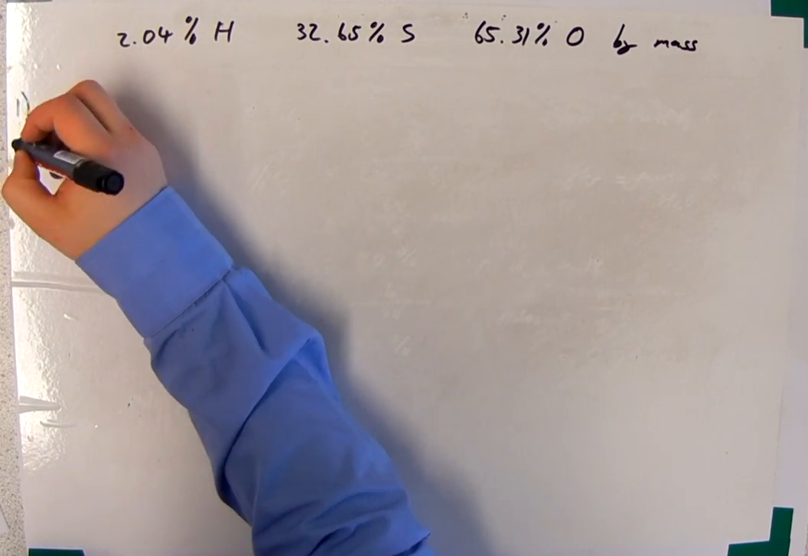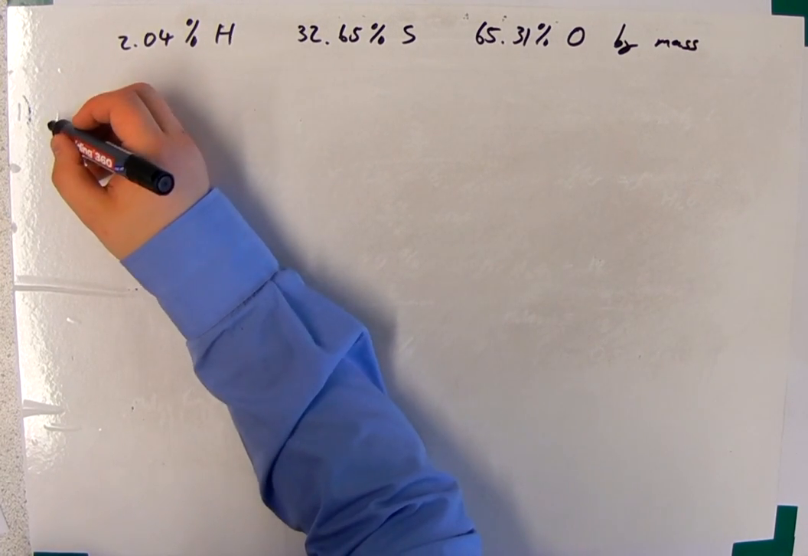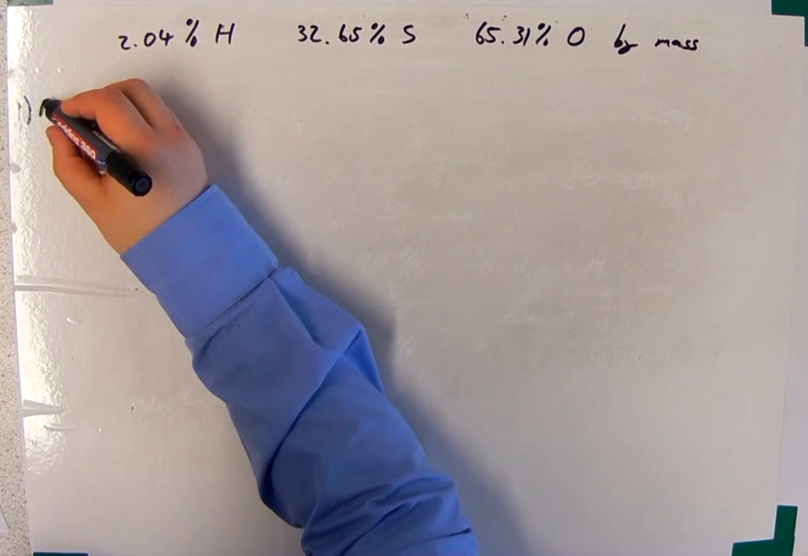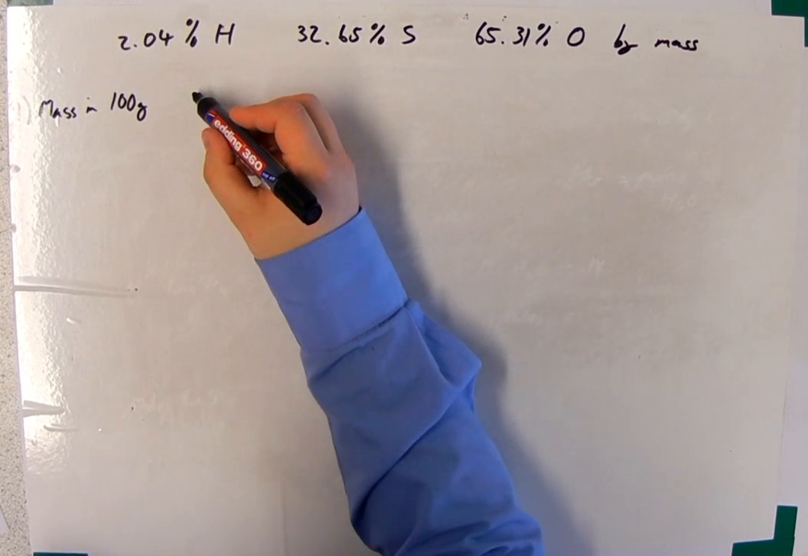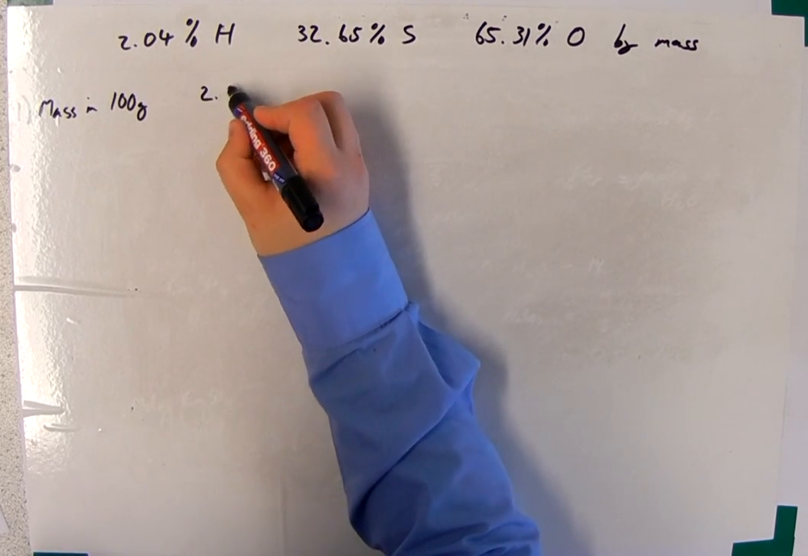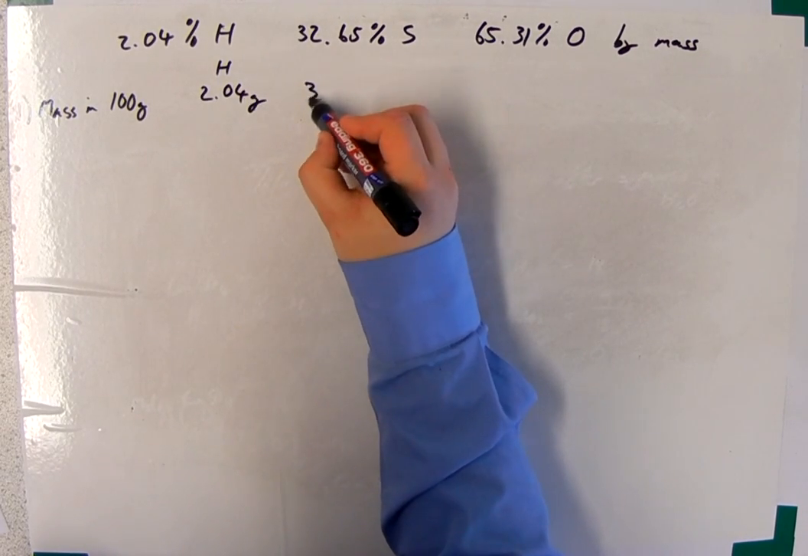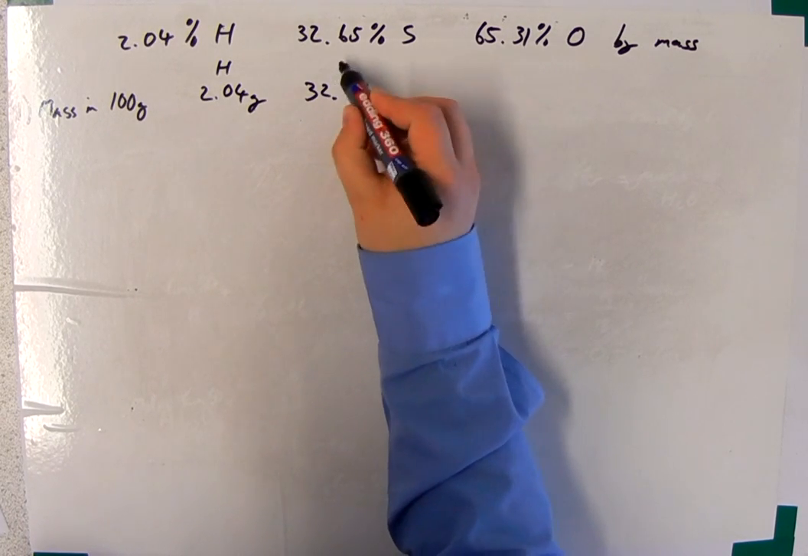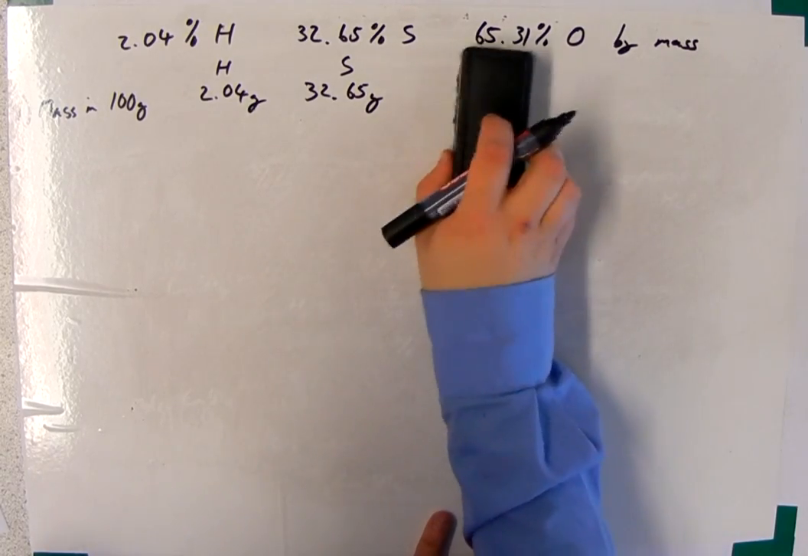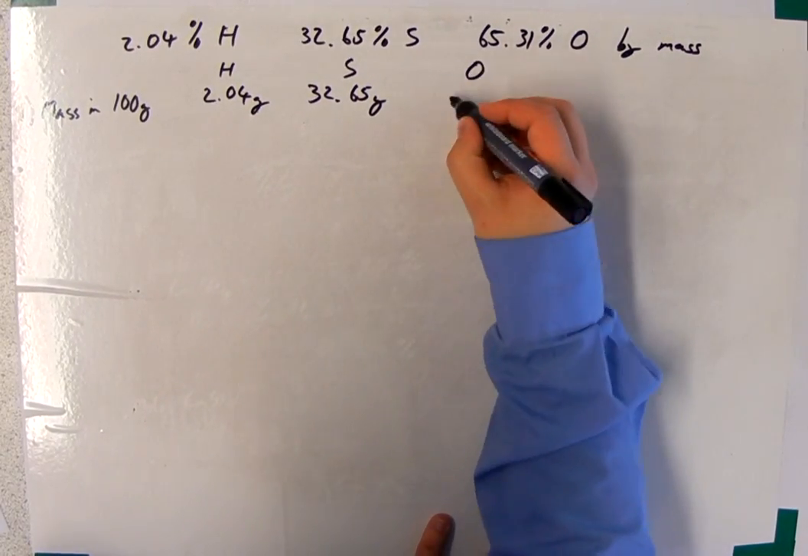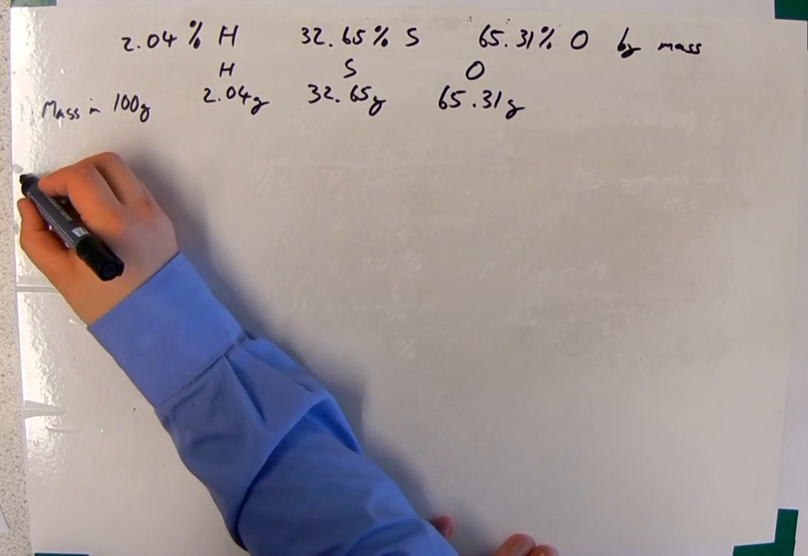Step 1. We need to work out our mass. These percentages, let's make it easy on ourselves if we can. Mass in 100 grams. So that means we've got 2.04 grams of hydrogen, 32.65 grams sulfur, and we've got 65.31 grams of oxygen. Then it's just the same as before.